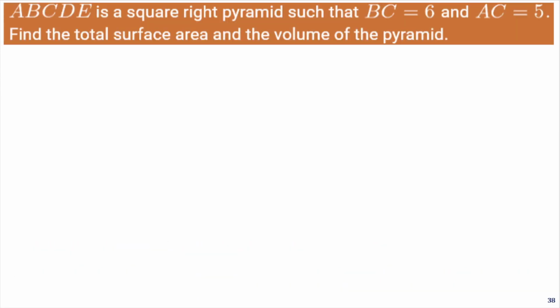Okay, next let's consider a quick quiz. ABCDE is a square right pyramid such that BC equals 6 and AC equals 5. Could you find the total surface area and volume of that pyramid?